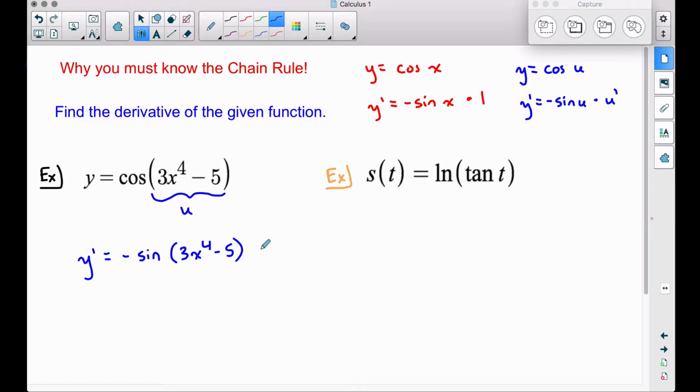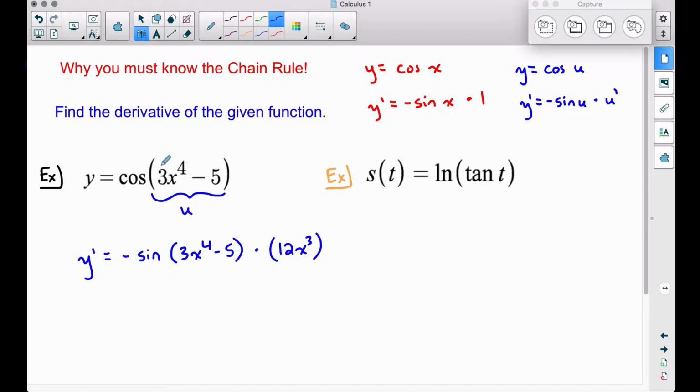And then we're going to come back and we're going to multiply by u prime. We're going to multiply by the derivative of this. The derivative of this is going to be 12x cubed. Notice there, all I'm doing is I'm taking this entire thing that I called u, the thing that I left alone here, we come back and multiply by the derivative of that stuff, which is just going to be 12x cubed. So what I want you to think about is this too.